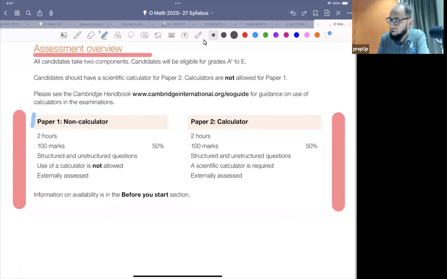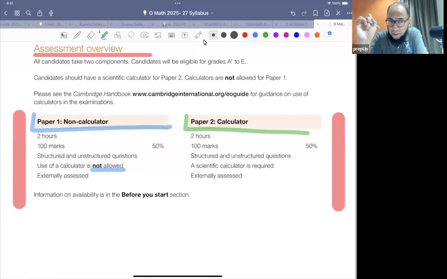So let me just draw some lines like this. It's for 2 hours, it's 100 marks, and structured and unstructured questions. Use of a calculator is not allowed, and externally assessed. That means we send it to the University of Cambridge and they assess it. Whereas when we compare with a calculator paper, that's also for 2 hours and it's for 100 marks.